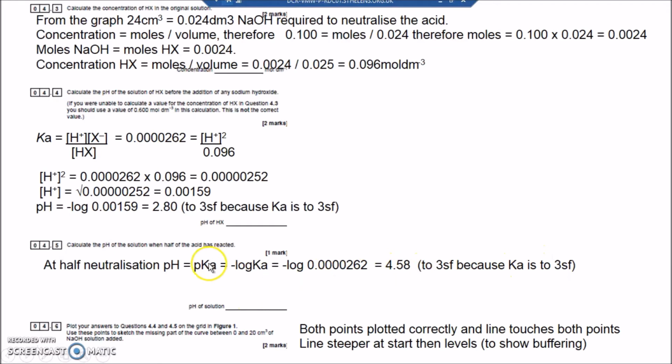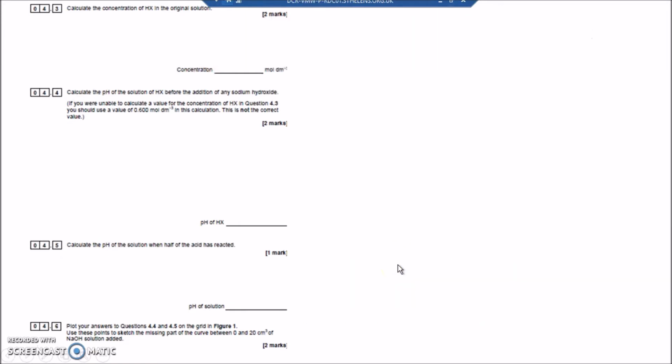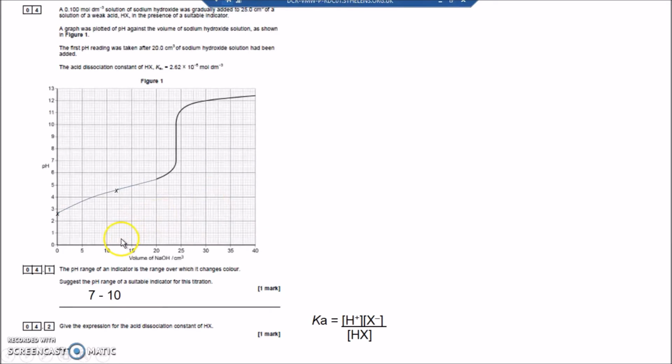So that's my pH, so that's just something to remember. pH equals pKa, or pH equals minus log to the base 10 of Ka at half equivalence point when you've added half and half. Put both points on the line, so on the graph. 4.58 is my pH at half equivalence point. So when half of the sodium hydroxide needed is added, 24 centimeter cubed to react, half is 12 and it was 4.58, so I've put that point on there.